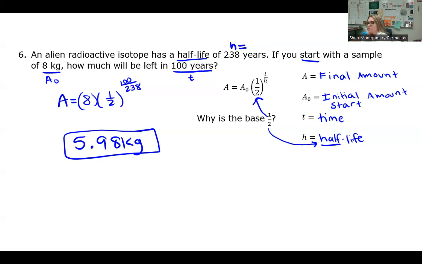How do I do it? So type in 8 with parentheses, exactly the way you see it. Then the next you put parentheses and you've got 1/2, or you could type in 0.5. And then you have to do the exponent button. The exponent button looks like this. It's called a caret. It's a little house top. And then that'll get you up high so that you can type in the exponent. And the exponent is 100 divided by 238. And then you can press enter.